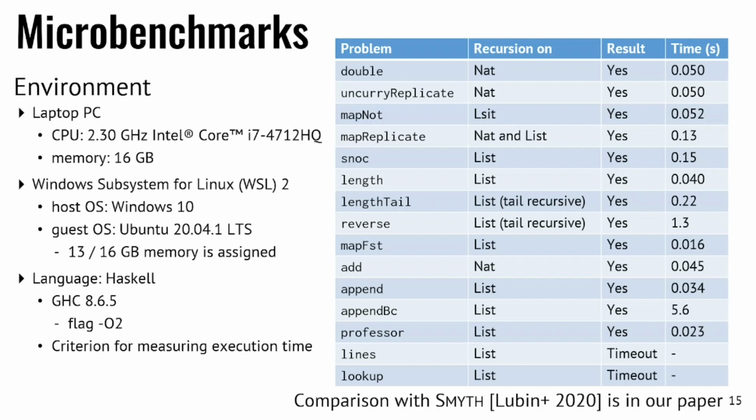Next, we come to benchmarks. We conducted many microbenchmarks. The environment is shown on the left and the results are shown on the right. Look at the table. We succeeded in synthesizing many examples. This includes the reverse function, whose treatment is traditionally regarded as difficult in the BX field, because its backward execution trace is hard to determine. And for lines and lookup, Synbit couldn't synthesize their BX programs.